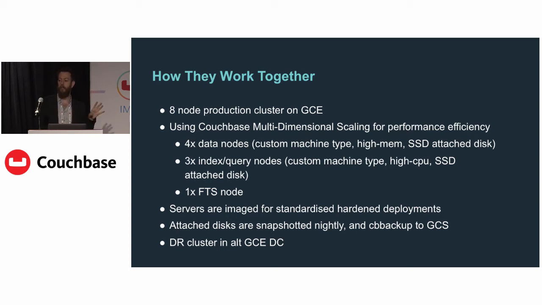All of the data is stored on attached disks, and those are snapshotted nightly. But we also then have a nightly, actually hourly, CB backup to Google Cloud Storage. So it's just a little Python script that does that. And then we also have, in an alternative Google Cloud data center, a disaster recovery cluster using XDCR. So we can recover very quickly with a hot standby.